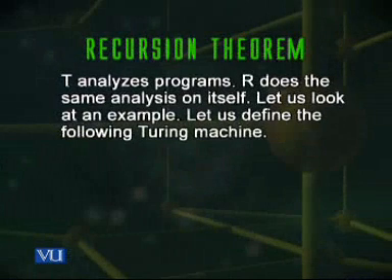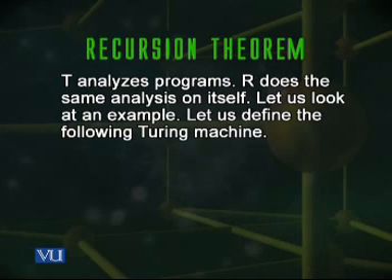Roughly, the recursion theorem is saying every program is allowed to get a copy of itself. In other words, intuitively, we can add the following statement to our programming jargon: get a copy of itself, get your own description. Let's look at what the recursion theorem is saying intuitively. T analyzes a program. R does the same analysis on itself.